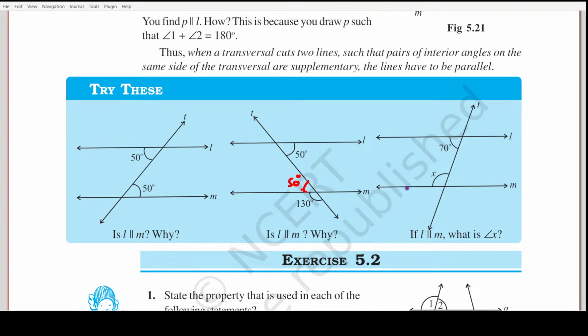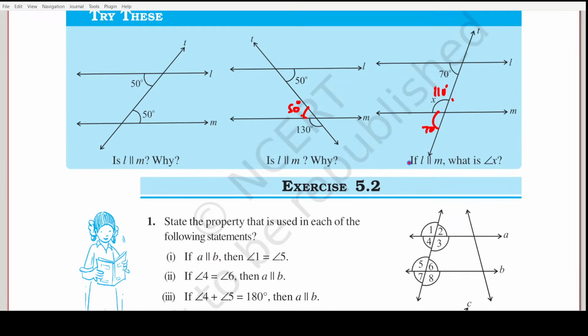What about this one? What is X here, if these two are parallel? If they're both parallel, then 70. No, no, careful. 70 is acute. X is obtuse. Oh no, that would be 110. This should be 110 because this is 70, corresponding angle. So the total should be 180. Okay?